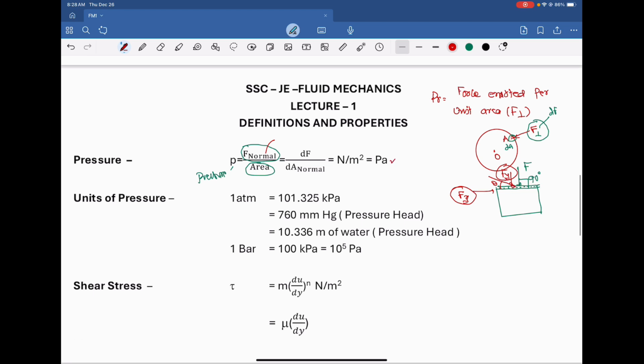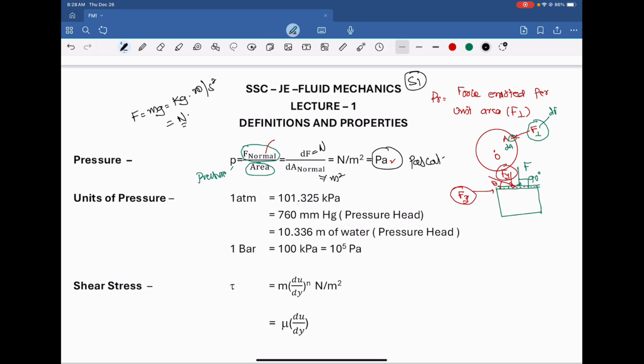Please understand. And force, I have already told you, is equal to mg: kg into meter per second square. This we call a Newton. And area is in square meter because we are using SI units. Newton per square meter is called Pascal. This is the SI unit.